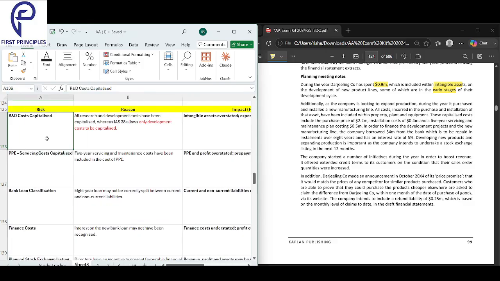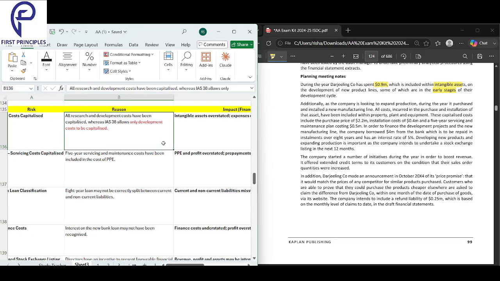What is the risk over here? That all the research costs and development costs have been capitalized. That is the risk. What is the solution for this? Only relevant development costs should be capitalized. All costs should not be capitalized. Only development costs which meet the criteria should be capitalized.